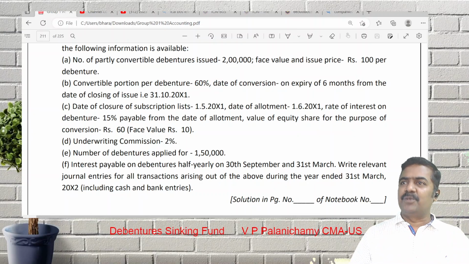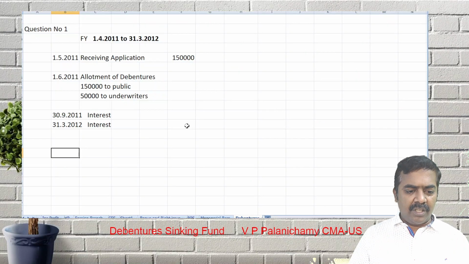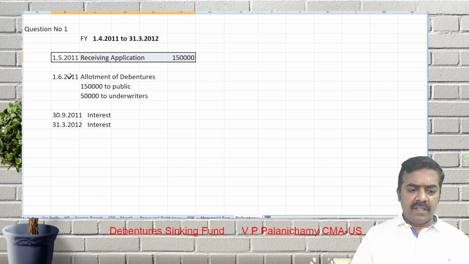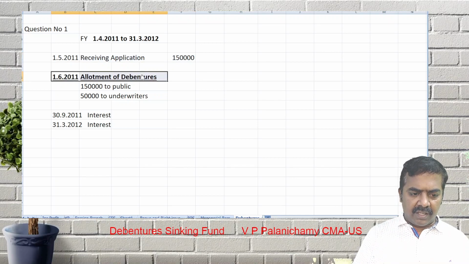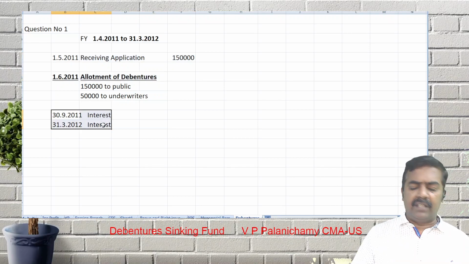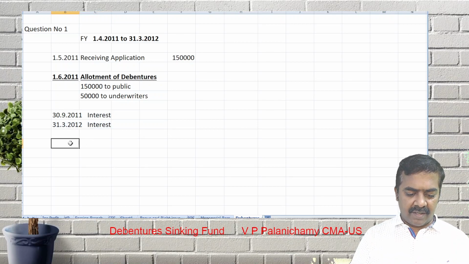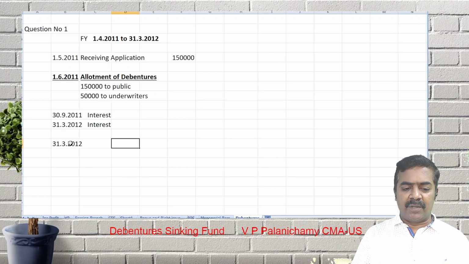Conversion will happen in the future. We do not know when it will happen. So, during the financial year, these are the transactions. Clear? We received applications. We allotted debentures to the public and to the underwriters. And we have to pay the interest on 30th September and 31st March. And most important, on 31st March 2012, we have to create the debenture redemption reserve and debenture redemption reserve investment.